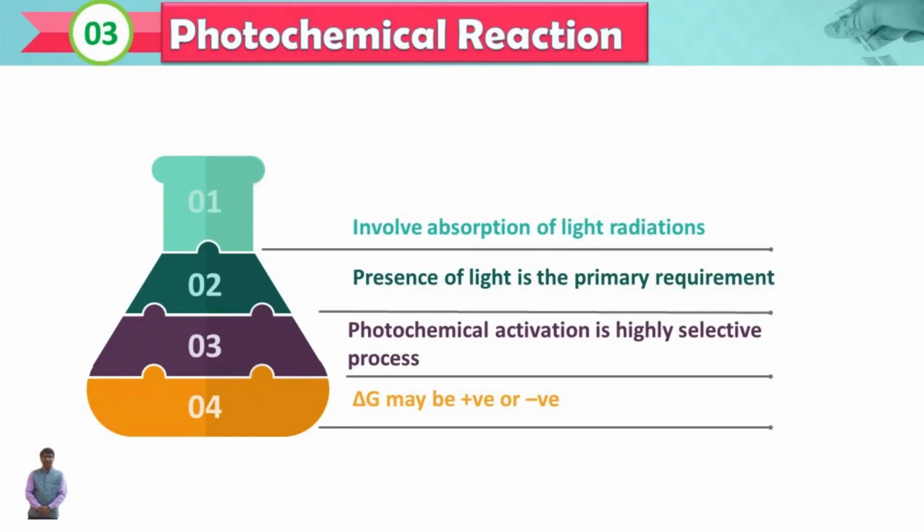Photochemical reactions involve absorption of light radiations. Presence of light is the primary requirement in a photochemical reaction. Photochemical activation is a highly selective process. In a photochemical reaction, delta G may be positive or negative.